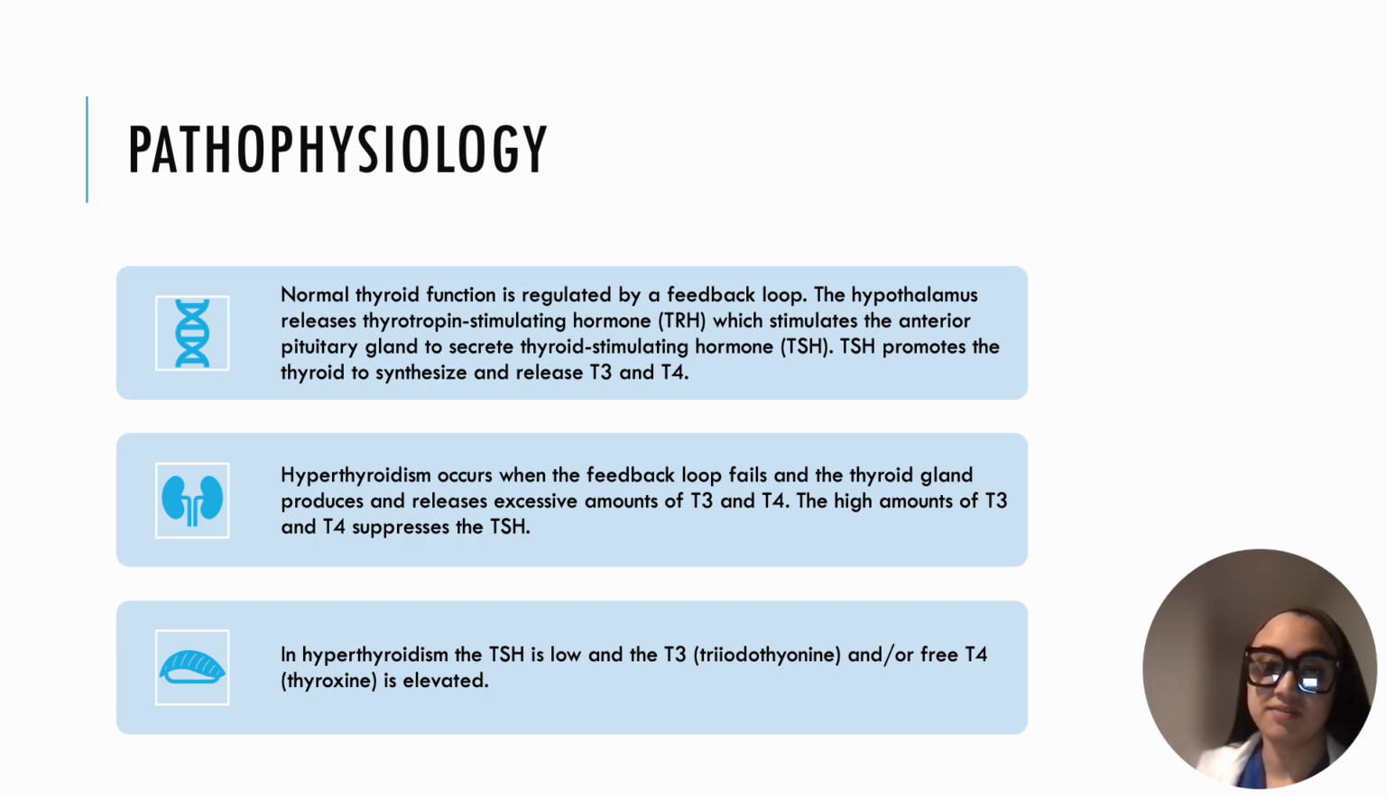Hyperthyroidism occurs when the feedback loop fails and the thyroid gland produces and releases excessive amounts of T3 and T4. The high amounts of T3 and T4 suppress the TSH. In hyperthyroidism, the TSH is low and the T3 and/or T4 is elevated.